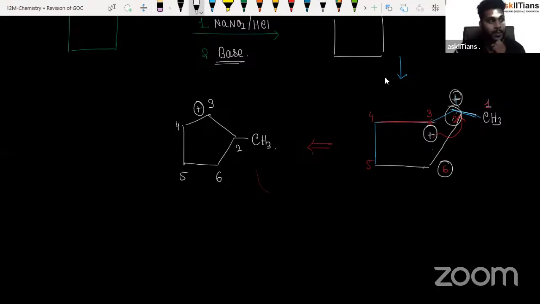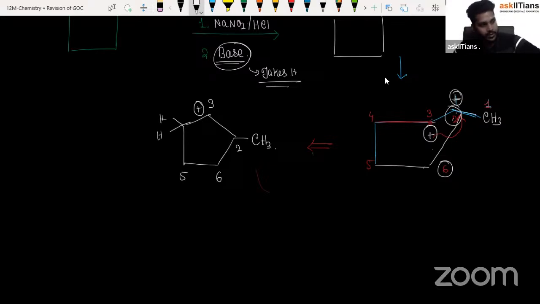All right. Now I'm giving a base. Base are the one who takes hydrogen. Now see, which hydrogen is it gonna take? After taking a hydrogen, it's actually trying to make a double bond system in here. So it can take either this hydrogen and make a double bond, or it can take this hydrogen and make a double bond. Which hydrogen will it take? Let's say option number A or option number B. Which one would it go for?